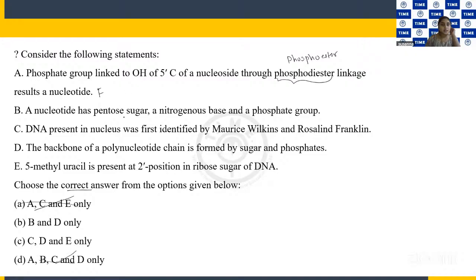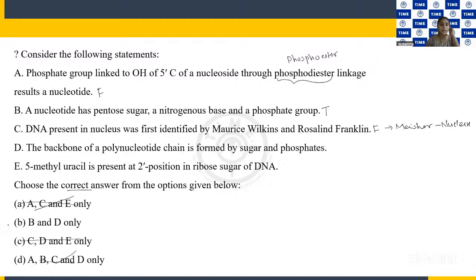The next statement is, a nucleotide has pentose sugar, a nitrogenous base, and a phosphate group. That is a true statement. We have already learned the components of a nucleotide. Then the next one is, DNA present in nucleus was first identified by Watson, Wilkins, and Rosalind Franklin. We told that no, they are actually discovered by Miescher. A scientist called Miescher, and he named it as what? Nuclein, right? So this is a false statement. Okay, so C is also a false statement. So you can actually cancel out the C option also.